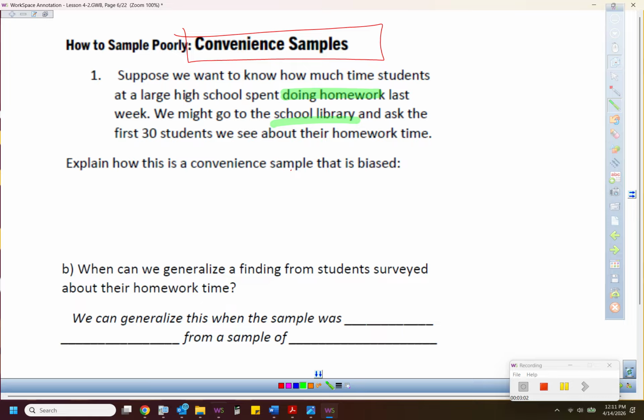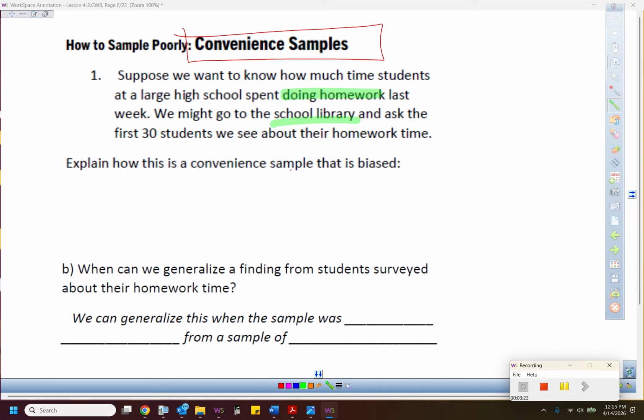What could be a bias in that? What is the question they're asking? How long did you do homework? Who did they ask? People where? We're not trying to be mean about any of this stuff, but let me ask you a serious question.